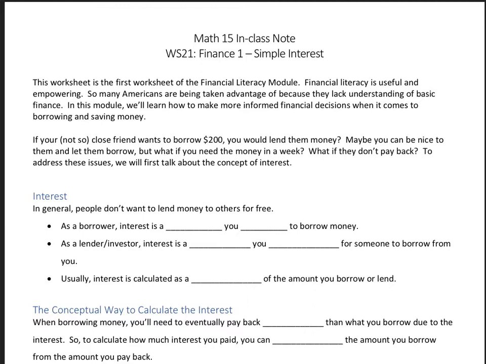All right, let's look at an example. Let's say your close friend, or not so close friend, wants to borrow $200. That's a lot of money. Would you lend them money? Maybe you can be nice and lend them money, but what if you need the money next week? Something happens. What if you think they won't pay back? What are you going to do? This is basically borrowing and lending money, and there are all these different variables that can happen. To address these issues, we'll first look at the concept of interest.